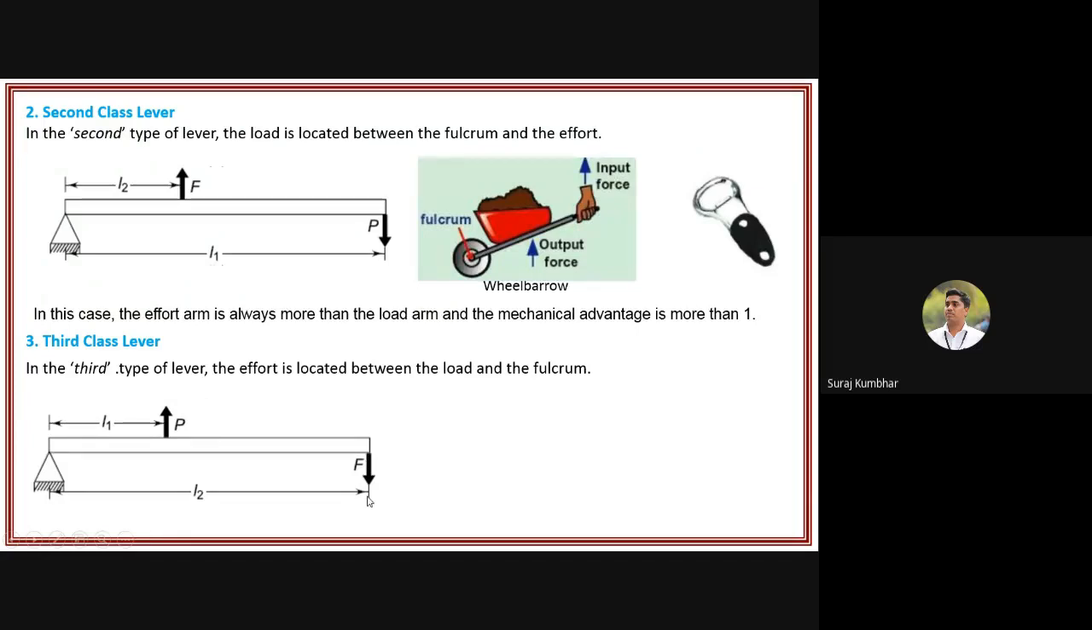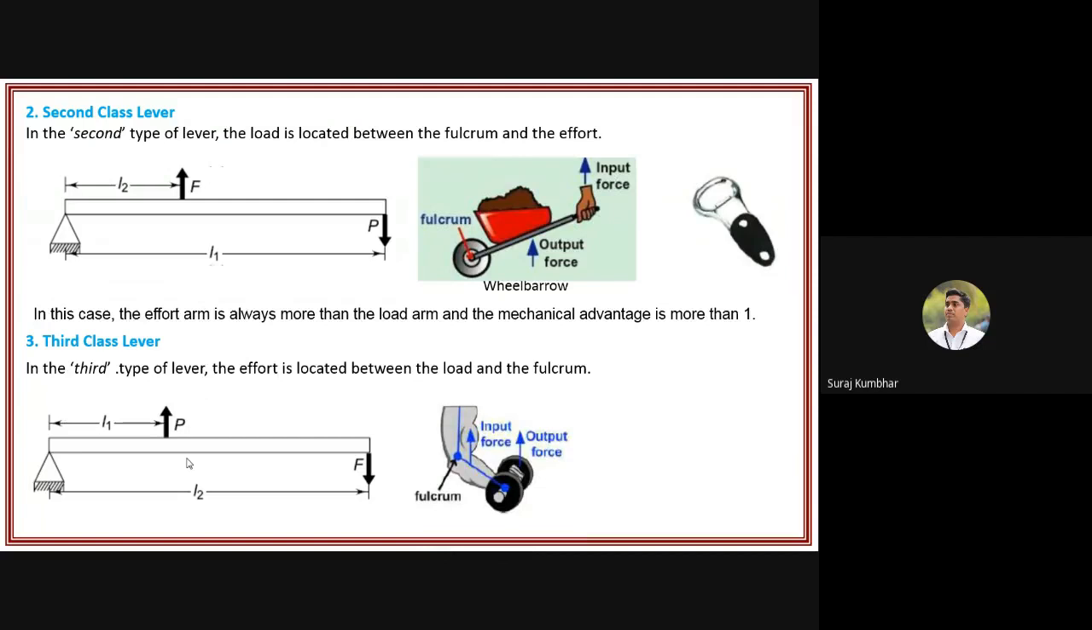Are you getting this? In the case of a second class lever, the load is at the center, but in a third class lever, the effort is at the center. The distance from the fulcrum to the load is L2, that is the load arm. Earlier it was L1, now here it is L2. The distance from the fulcrum to the effort is L1. Here L2 is greater than L1. So L1 will be in the numerator and L2 in the denominator, and since L1 is less than L2, the mechanical advantage will be less than 1.